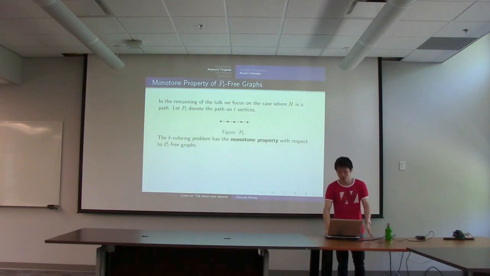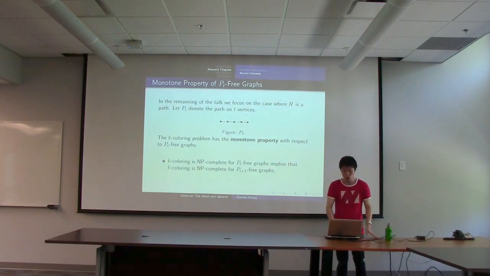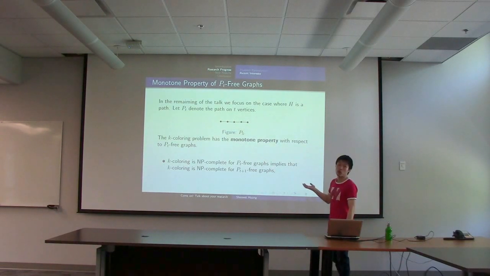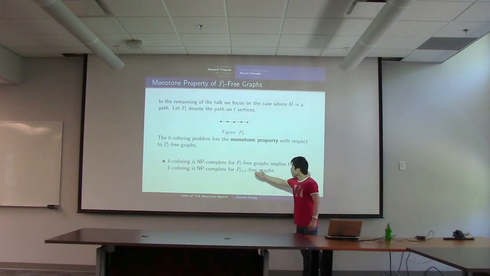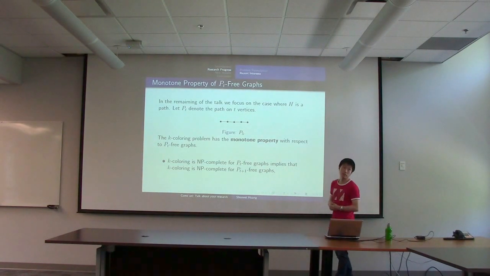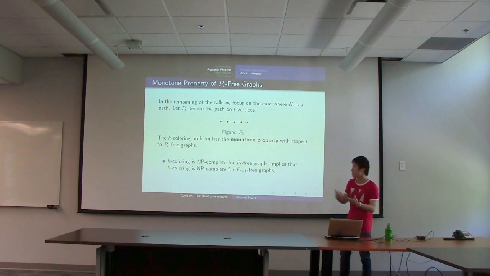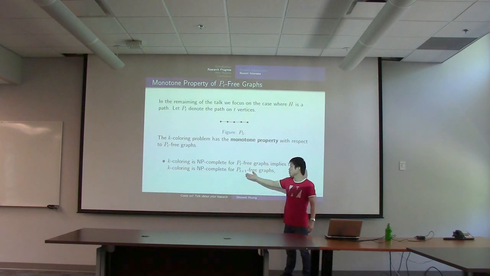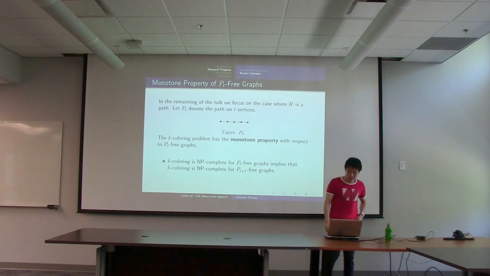Before talking about the recent results in this area, I want to point out the monotone property of P_t-free graphs. Suppose you know K-coloring is NP-complete for P_t-free graphs. Then K-coloring is also NP-complete for P_{t+1}-free graphs, because the class of P_t-free graphs is a subclass of P_{t+1}-free graphs. A graph that does not have a path on t vertices, of course, does not have a path on t+1 vertices.